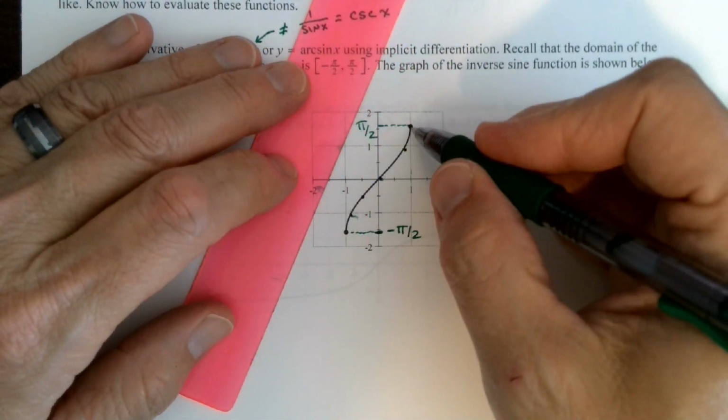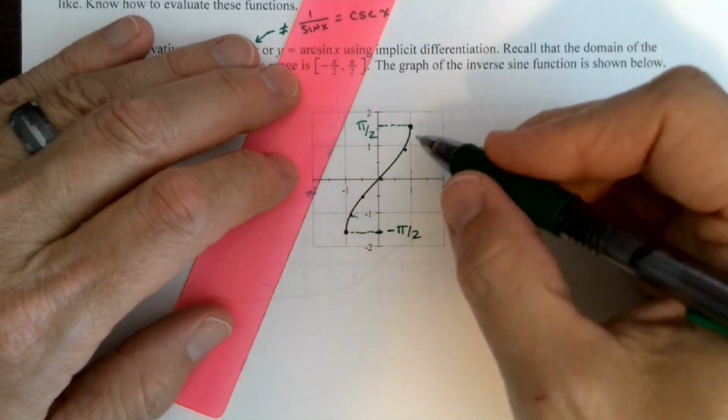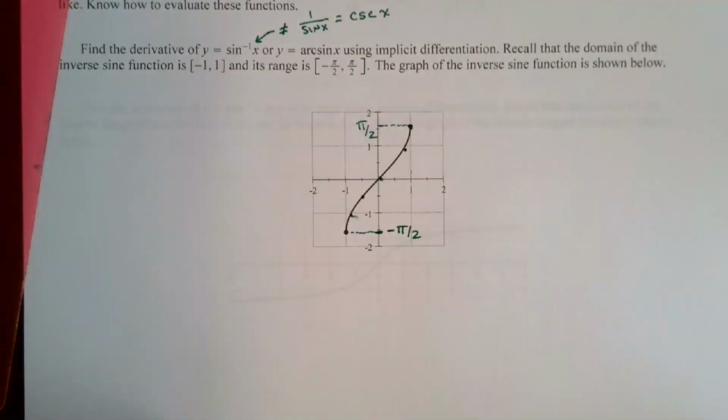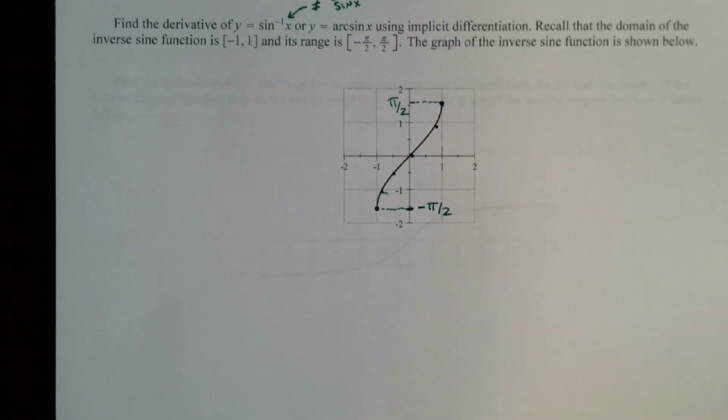Now we do have issues at the endpoints, right? But for any point in between -1 and 1, we're expecting the derivative to be positive. Okay, so let's go ahead and derive this.